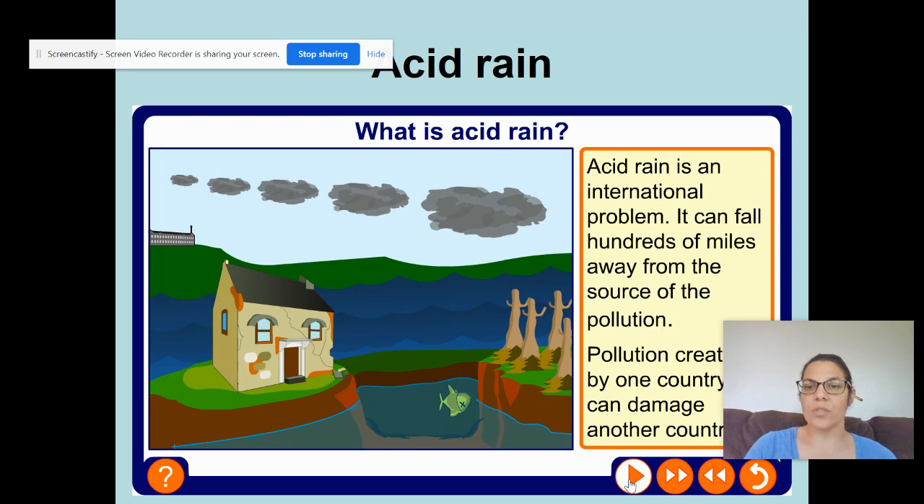Acid rain is an international problem. It can fall hundreds of miles away from the source of the pollution. On the East Coast, we don't produce all of the acid that causes our acid rain or all the pollution that causes it. We get it from other areas as well. Pollution created by one country can damage another country.